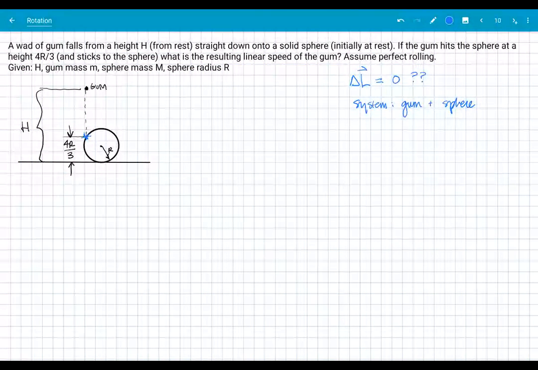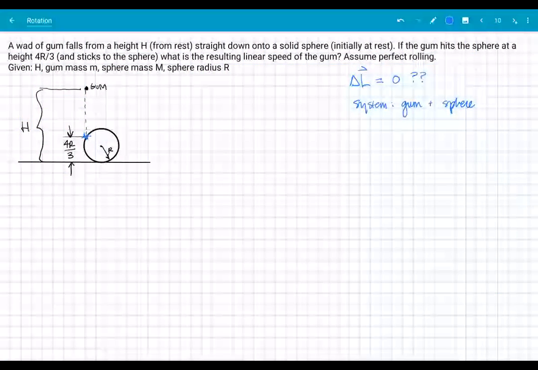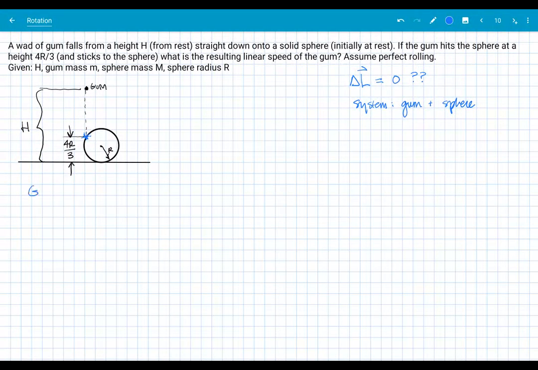So what that tells me is that I need a different type of analysis for the gum as it's falling, right? So we have all kinds of choices there. You could use kinematics. I'm going to go ahead and use energy for that. So I'm going to look at here, the gum falling, and I'll use energy analysis for that.